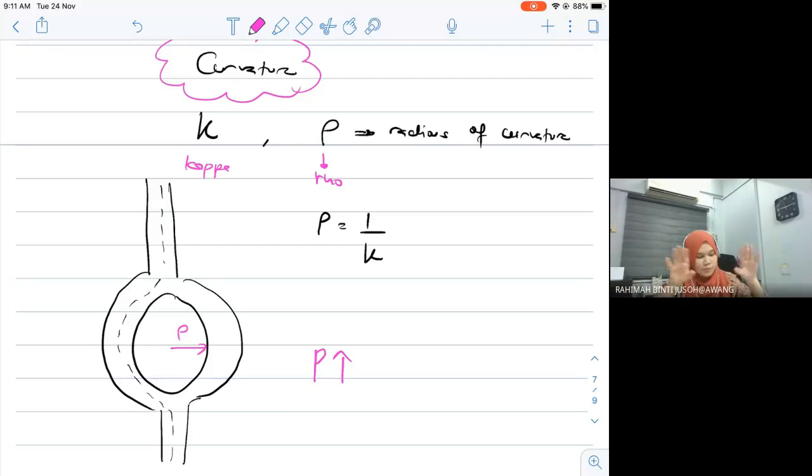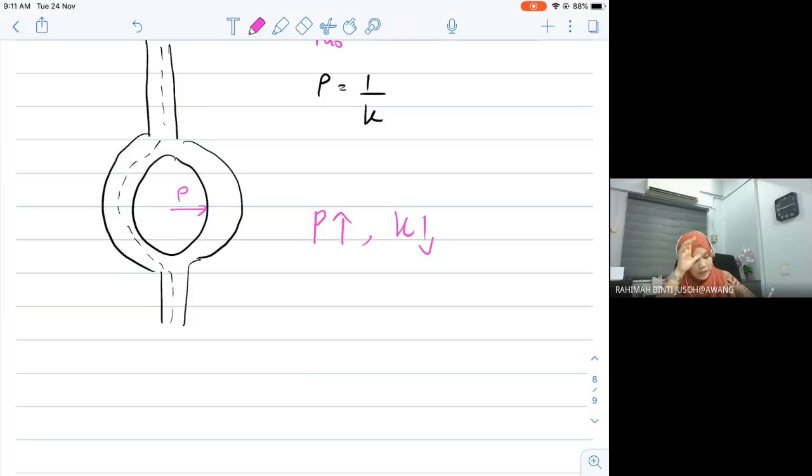So you just sikit je pusing sebab roundabout tu besar. Bila roundabout besar, means radius dia besar. What happened to the curvature? Curvature is very small, because you just sikit-sikit je sebab roundabout tu besar kan. However guys, if the roundabout, the rho is small, maksudnya kecil je dia punya roundabout tu, so what to do? How do you turn your bicycle handle tu?